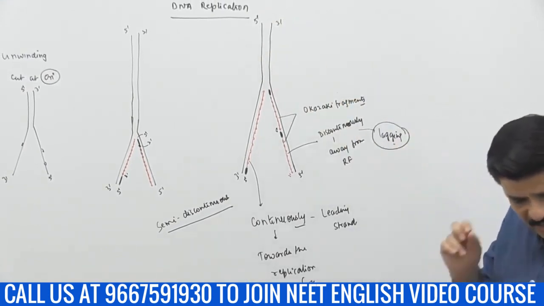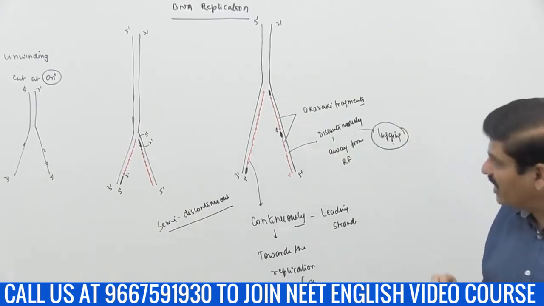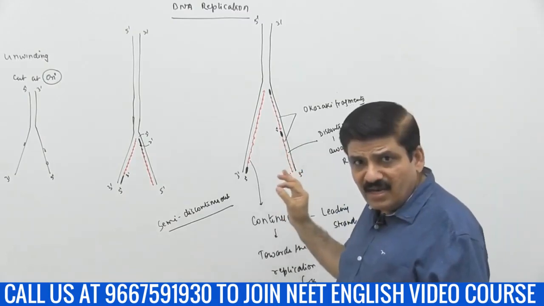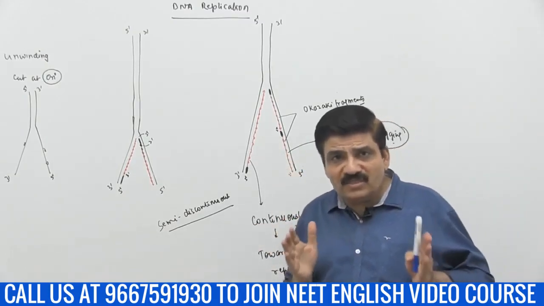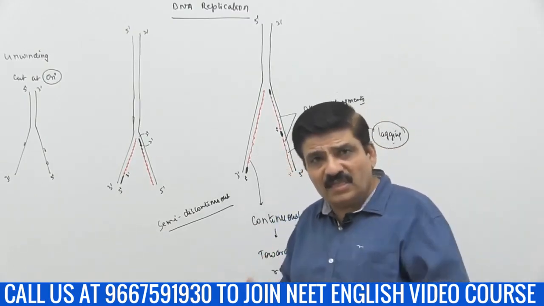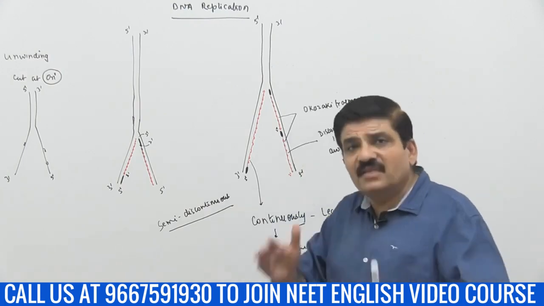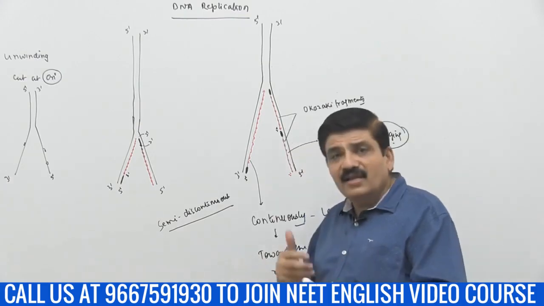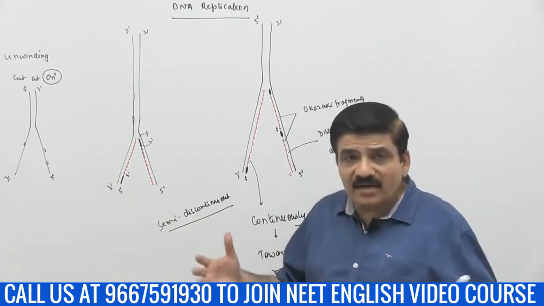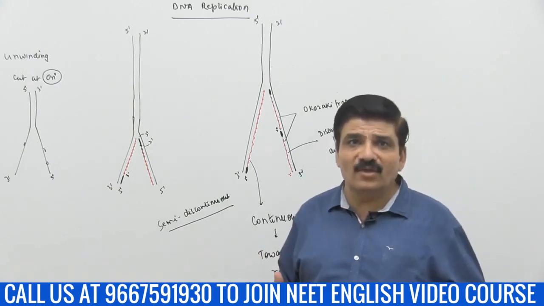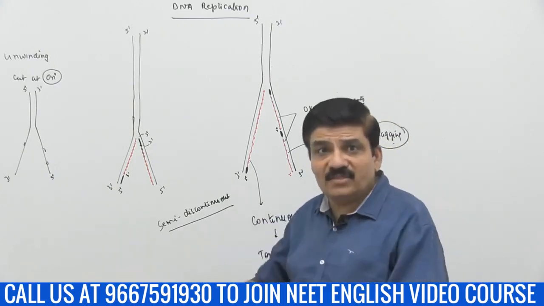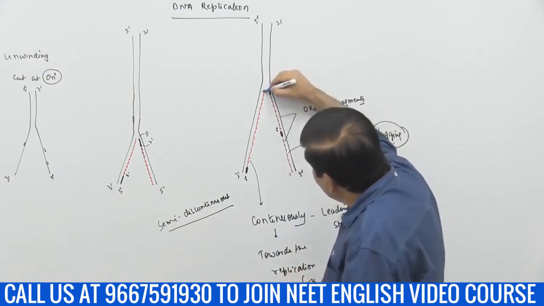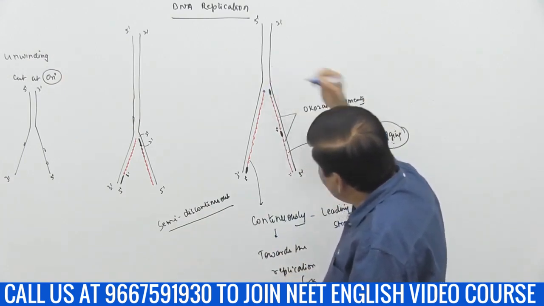So now there is an important thing to consider here. What happens if there is a mistake by DNA polymerase? I told you this mistake can be in 1 in 10 to the power 6 or 10 to the power 7. It has a very, very high fidelity rate, but it can commit a mistake in adding deoxyribonucleotides, and you can understand the magnitude that I am talking about, 1 in 10 to the power 6 or 10 to the power 7.